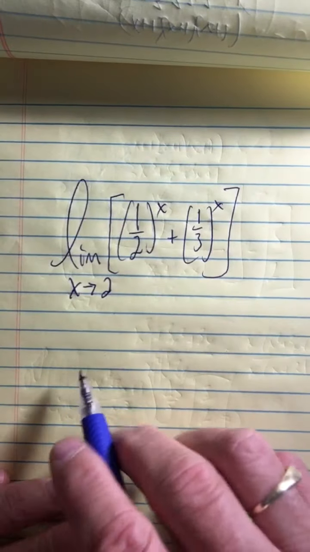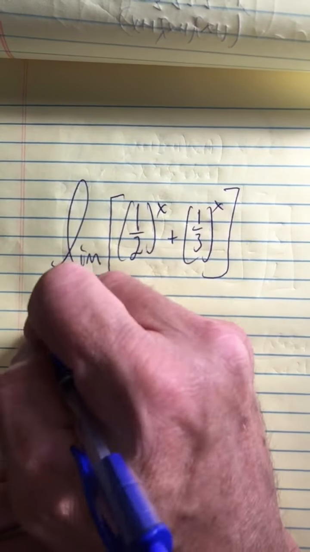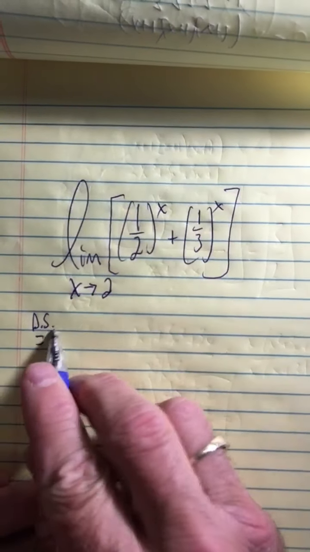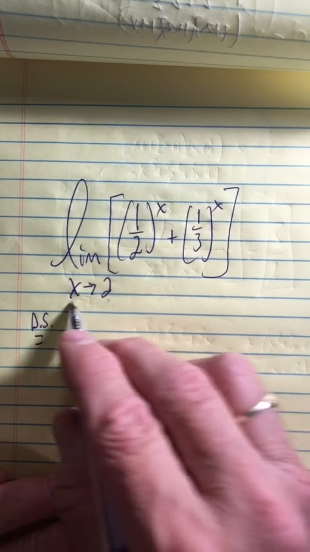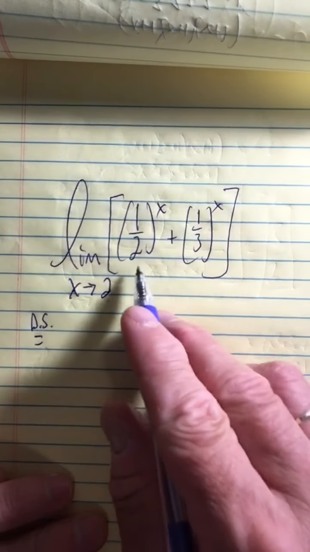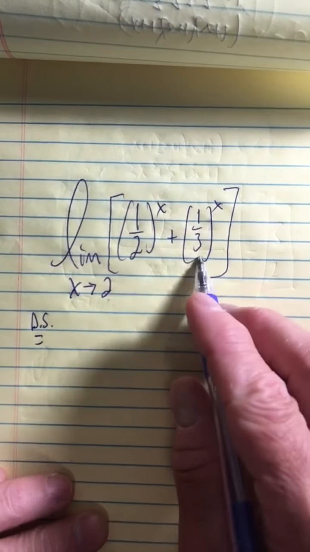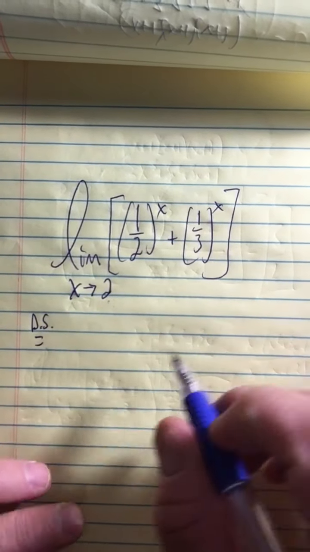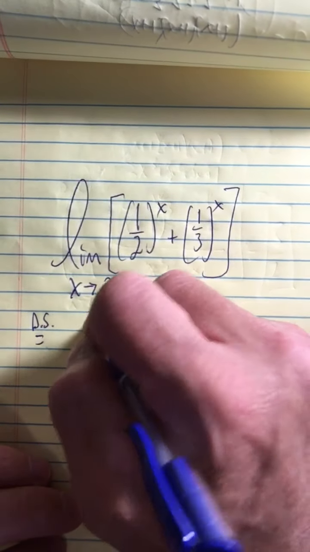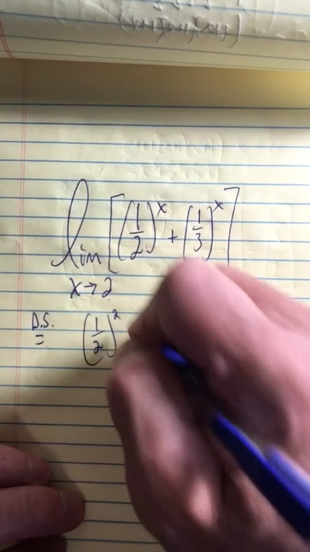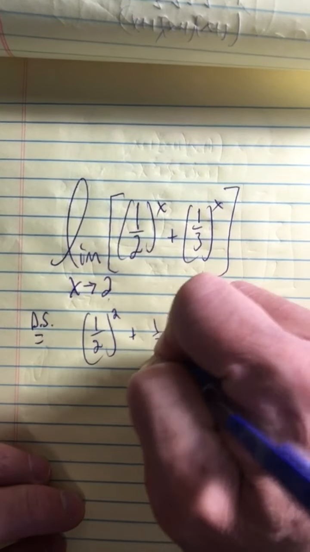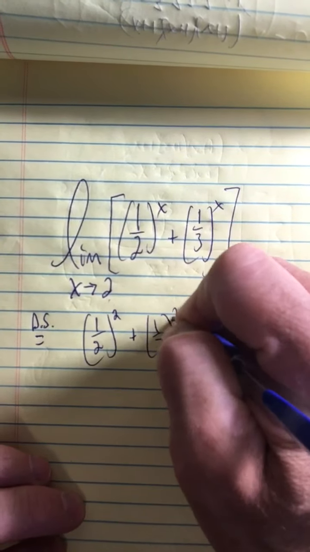Okay, well, remember direct substitution. If it's continuous, you can just direct substitute the x value, what the x is approaching. Well, exponentials are continuous. When you add two continuous functions, guess what you get? That's right, a continuous function. So I get 1/2 squared plus 1/3 squared. Okay, well, what is that?